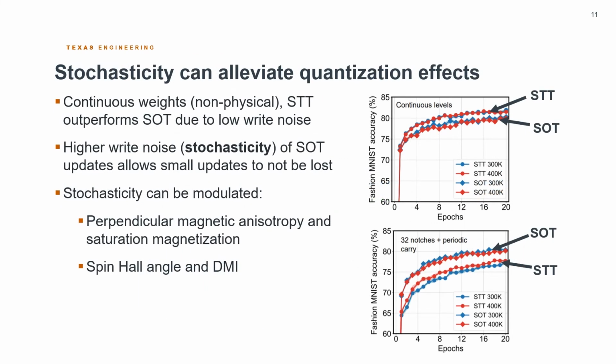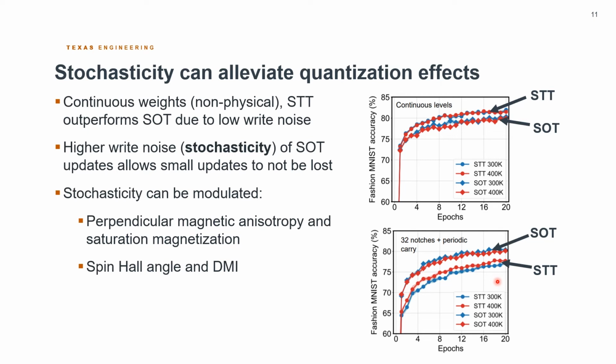So another way to alleviate these quantization effects is by taking advantage of the stochasticity I mentioned earlier for the SOT device. So for example, if you treat the weights as continuous, which is non-physical, STT outperforms SOT since the SOT has a much larger write noise. However, when you introduce 32 notches, so quantization to it, SOT far outperforms STT, as you can see in the bottom figure. This is because if you give a small update to the STT device, it'll be lost if it doesn't move the domain wall to the next notch.